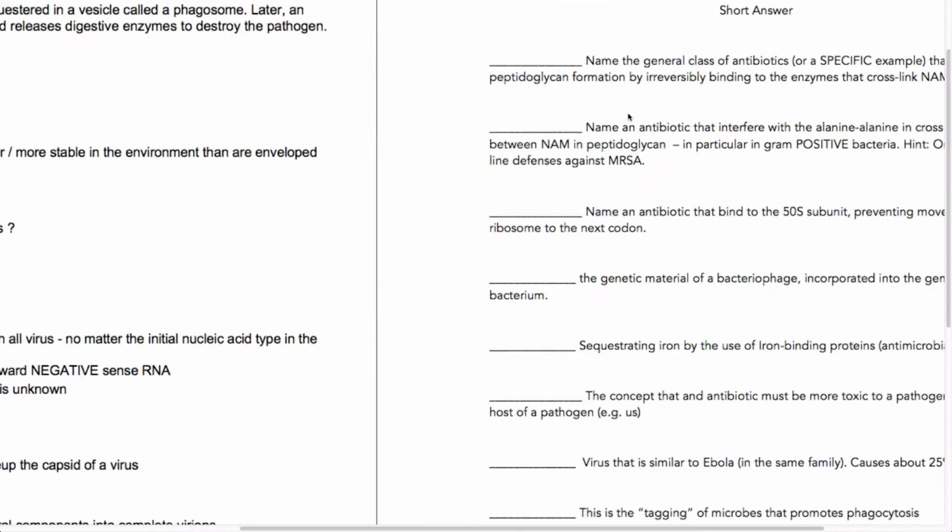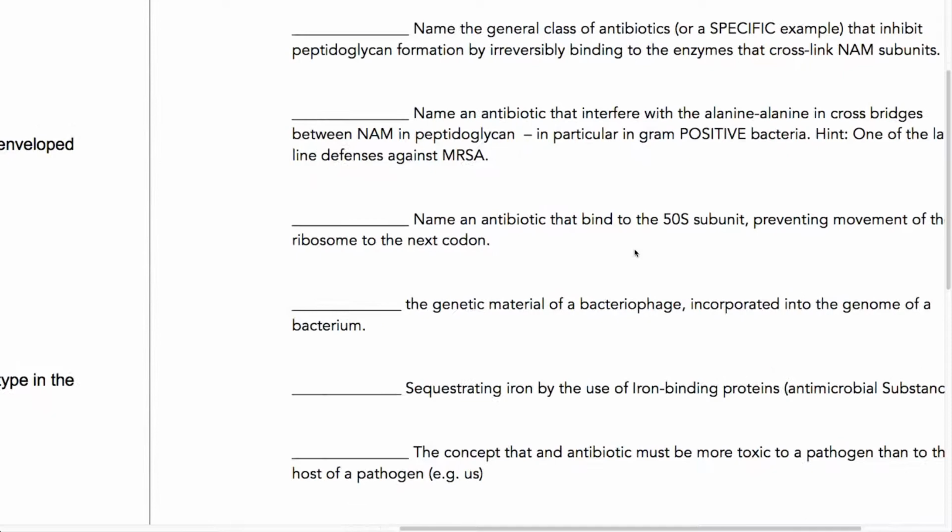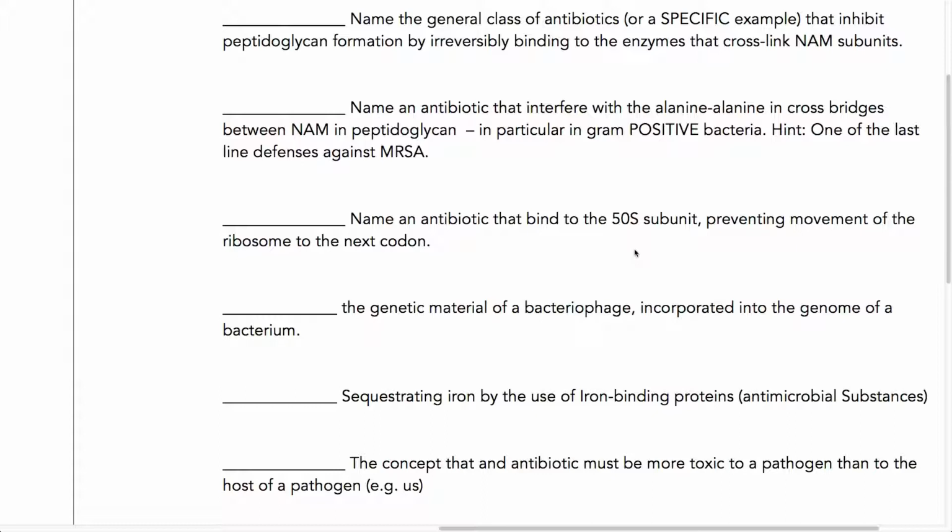The genetic material, I believe this is number four here. The genetic material of a bacteriophage incorporated into the genome of a bacterium. When I gave this question before, I had to draw this on the board to clarify it. So here we have our bacterium. Here we have our chromosome, okay? And right here we have our bacteriophage.